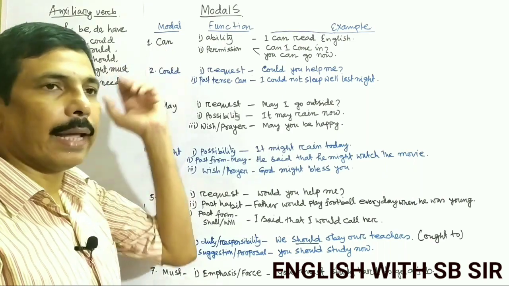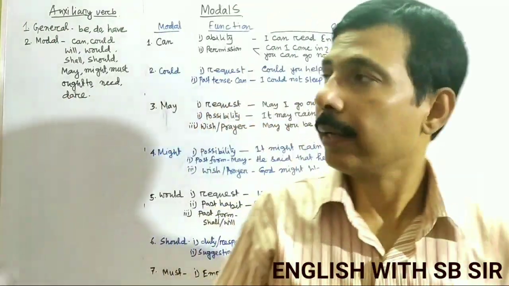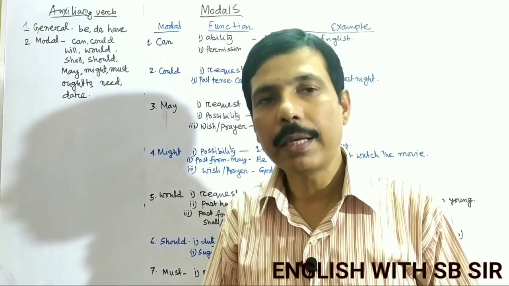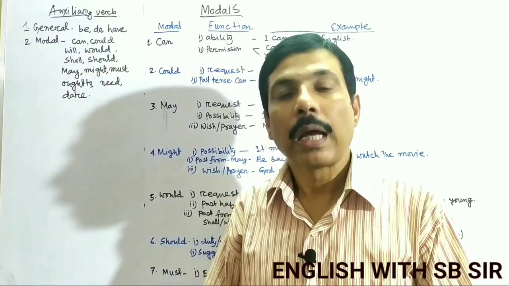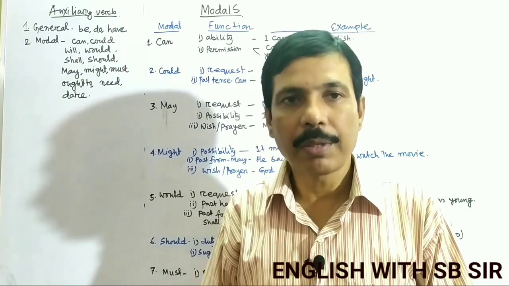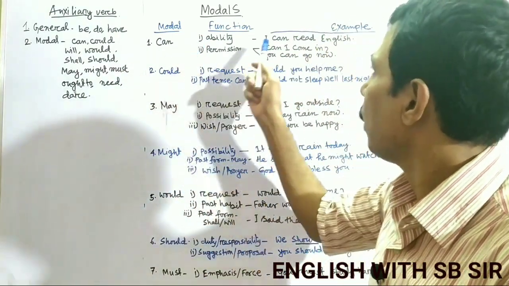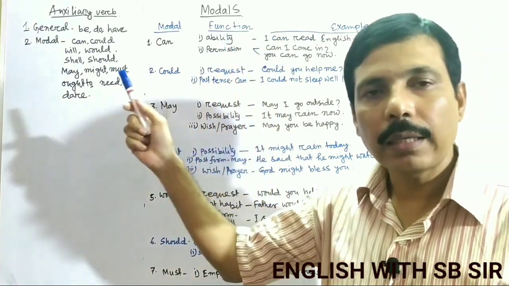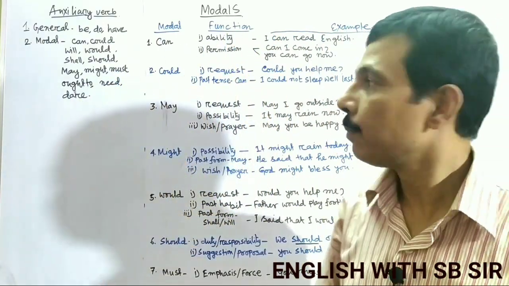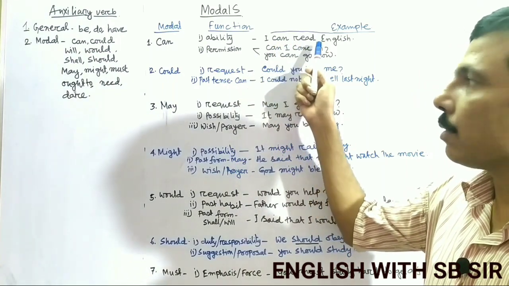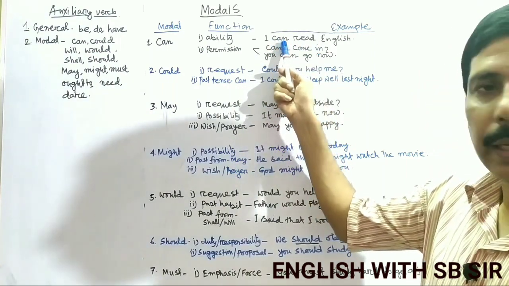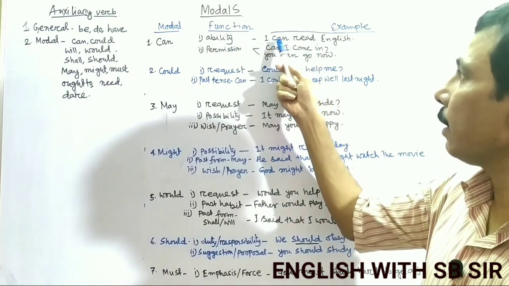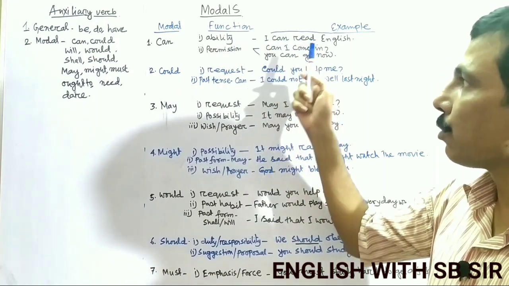First we take the verb can. Can expresses ability, that means someone can perform something. This is called ability. So I can read English, he can walk fast, he can play cricket, and others like this. Can here expresses ability. And look, after can, the main form read is used.